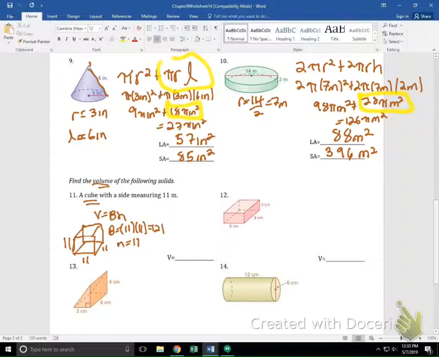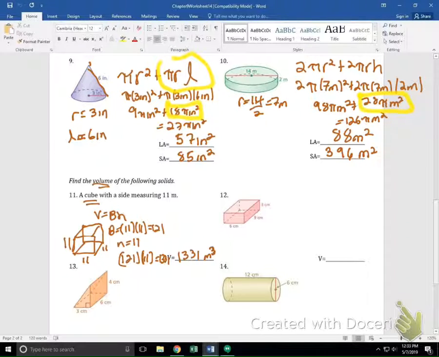So that gives us 121 times 11, which gives you 1,331 meters. Let's write that with a little more space. Meters cubed.